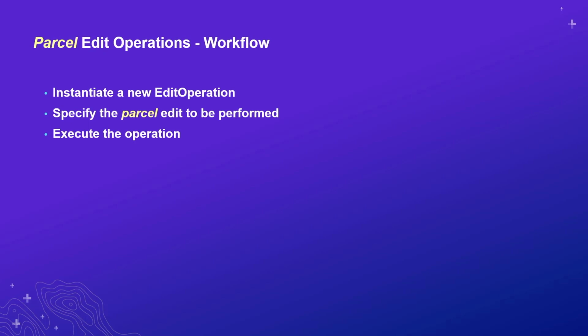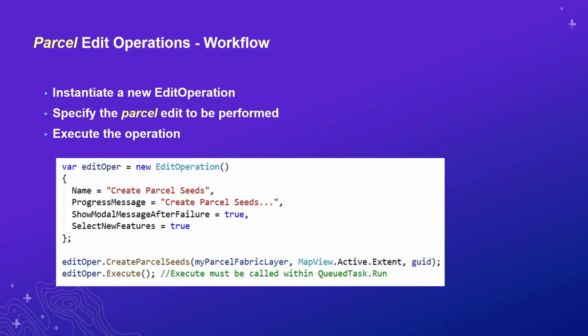So if we just tag the word parcel on the front before the word edit in each of these cases, this is how the Parcel Fabric API works. So it's just leveraging off the existing framework. So here you can see an example of that. You can see we're creating a new edit operation to create parcel seeds, and that function create parcel seeds is available because we're looking at the internal assembly for the editing namespace.